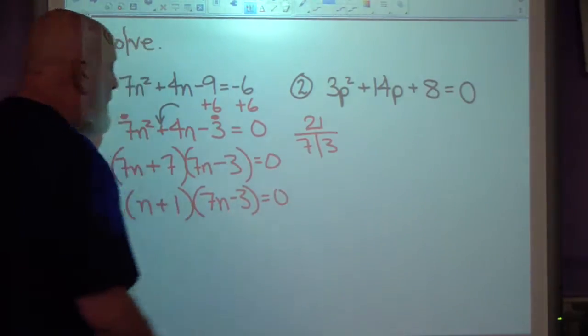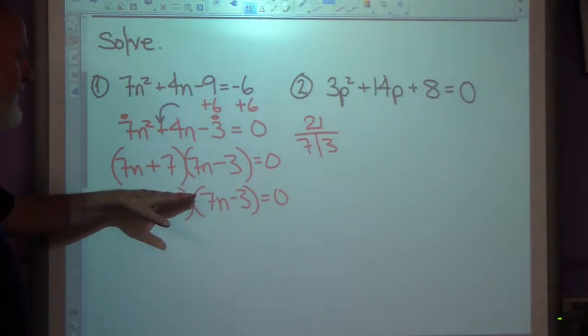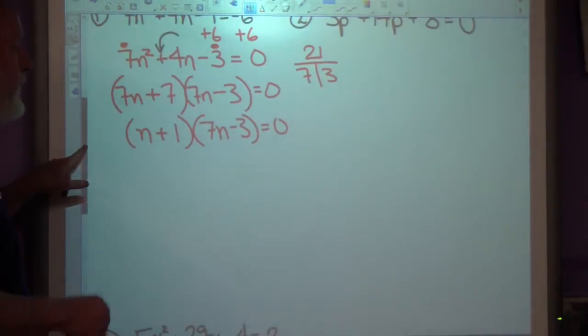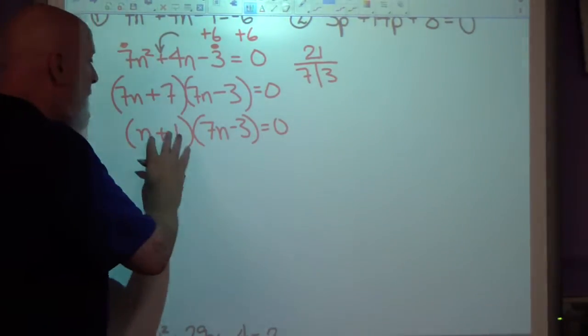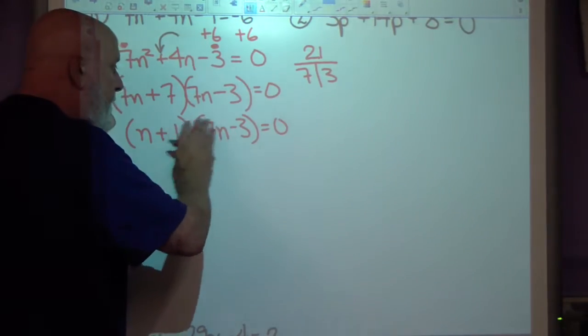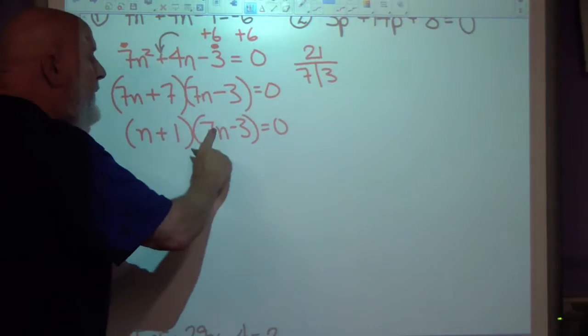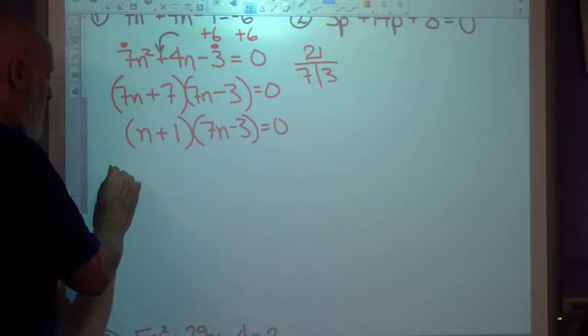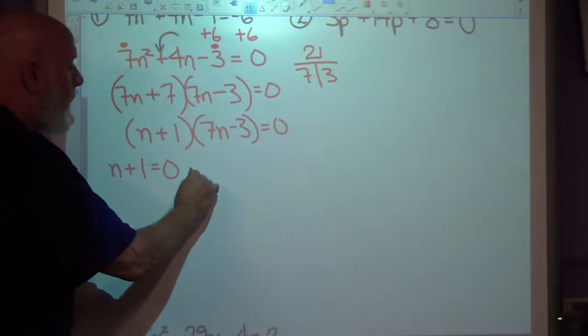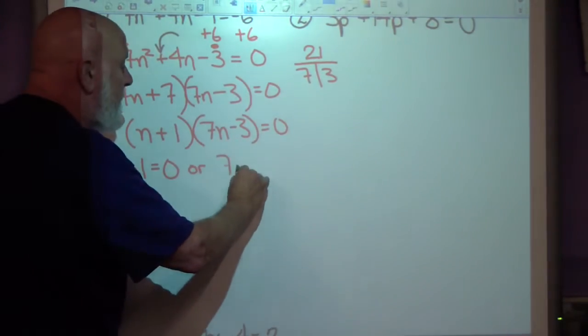Okay. Now I've got it factored. I'm done factoring it, but our instructions are to solve. So what I want to do now is employ the zero product property, which says if you have a factor times another factor and the product is equal to 0, then one of these factors has to equal 0. So either n plus 1 is 0, or 7n minus 3 is 0.